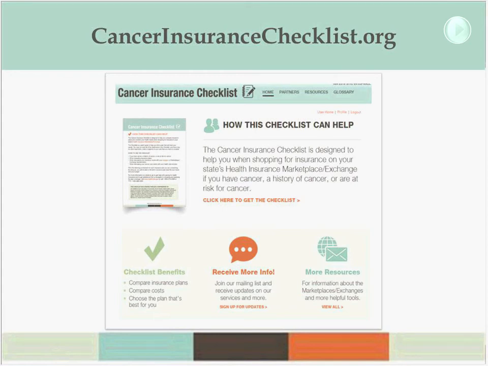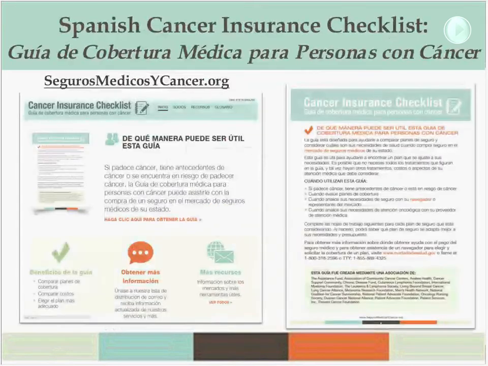So again, the website is here. This screenshot in particular gives you a little bit more background information of what you will see and find when you get to the Cancer Insurance Checklist website. For those of you who are Spanish-speaking or have Spanish-speaking friends in your network, we have translated the entire website as well as the Cancer Insurance Checklist into Spanish. So that's also a resource that's available to you.